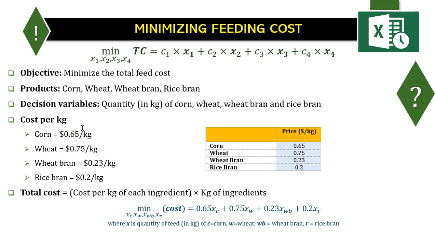Let's start by setting up our objective function. Here our objective is to minimize the total feed cost, using 4 products: corn, wheat, wheat bran, and rice bran. The decision variables are the quantity in kilograms of each of these products. The objective coefficients of each of them are the prices per kilogram. Considering all this information, this is our objective function.